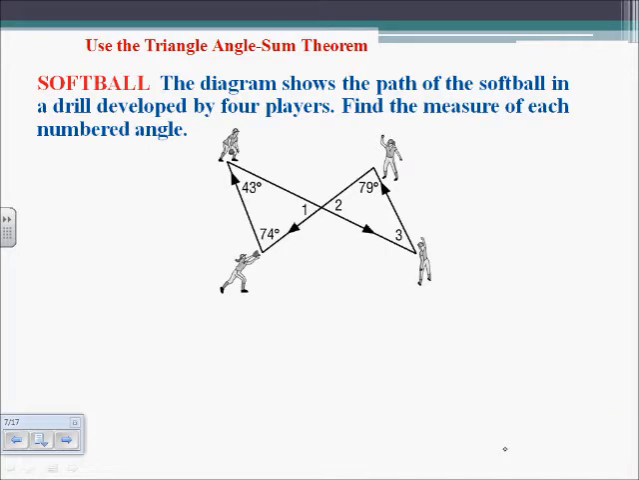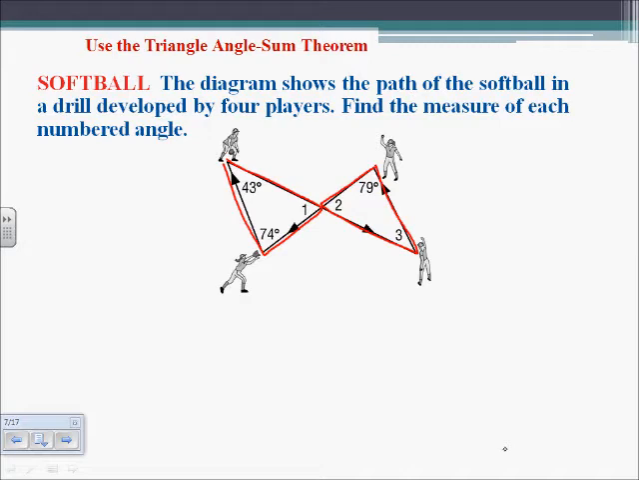Alright, next problem here. It says the diagram shows the path of a softball in a drill developed by 4 players. Find the measures of each numbered angle. So we have 2 triangles connected. We have 43 and 74 and angle 1 on the left triangle. 79, and angles 2 and 3 on the other. So I'm trying to find the measures of angles 1, 2, and 3.